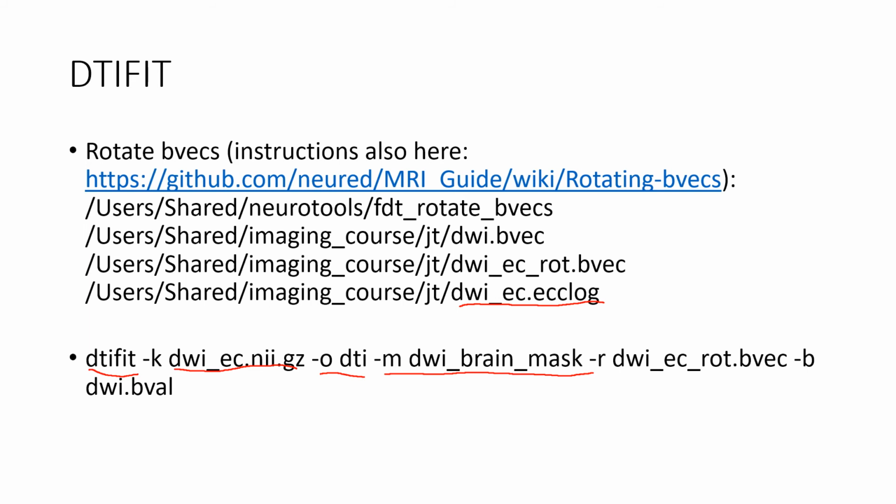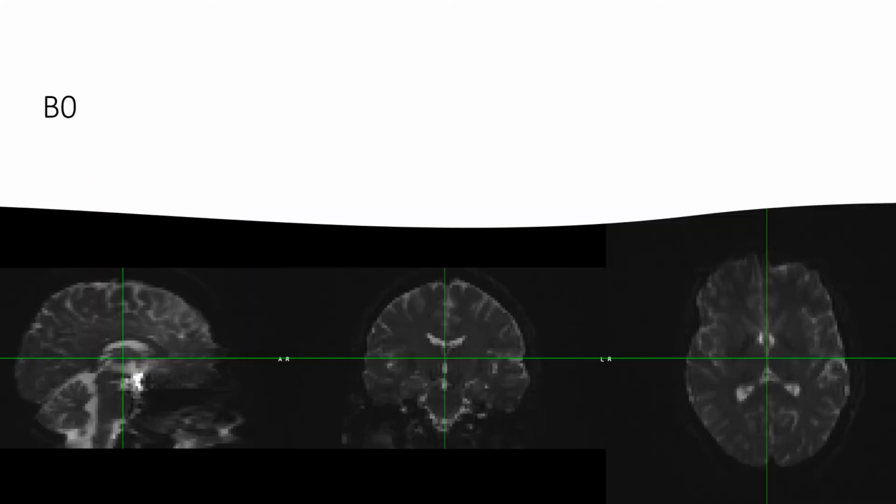And then R would be our B vectors, and B would be our B vals. B vals don't change. So you input that, and then we end up with the diffusion tensor calculations that'll give us a fractional anisotropy. It'll give us our eigenvalues, eigenvectors, all of the images like that. Again, we'll walk through this. So here's a picture.